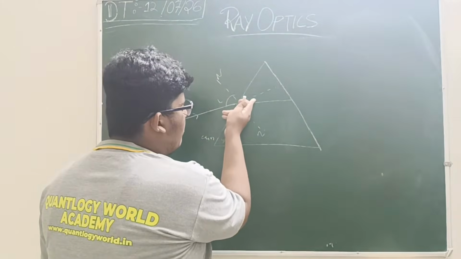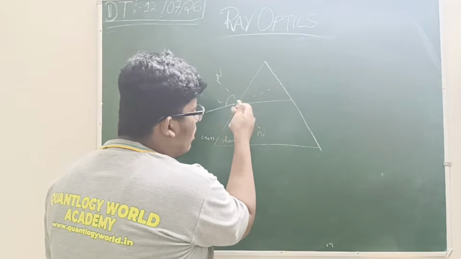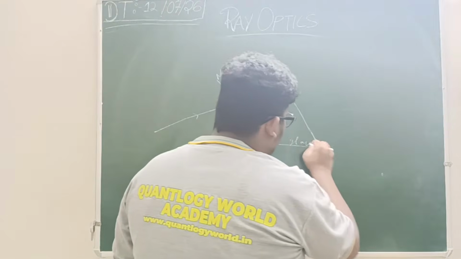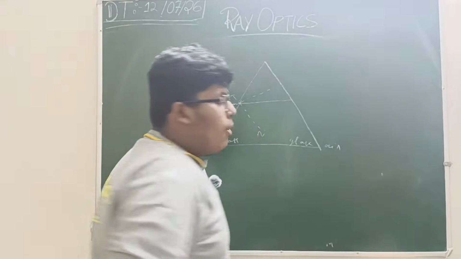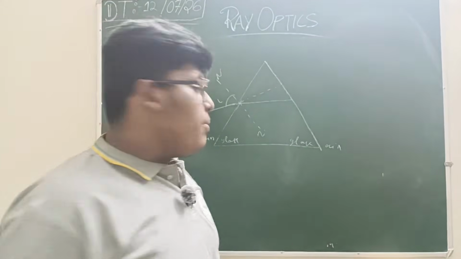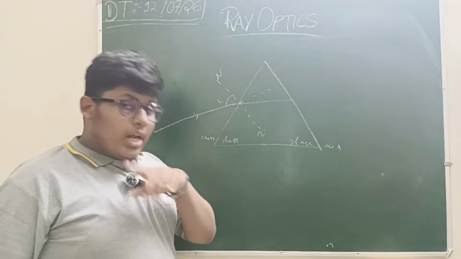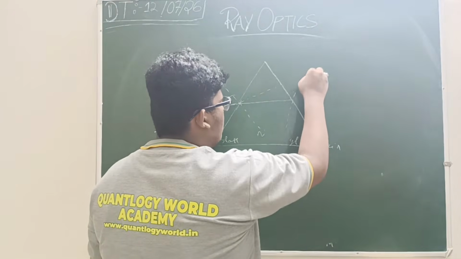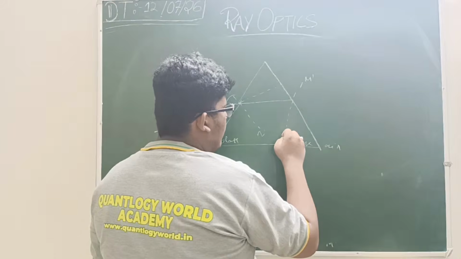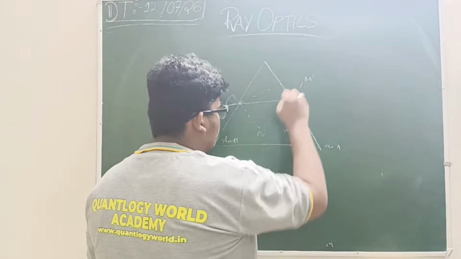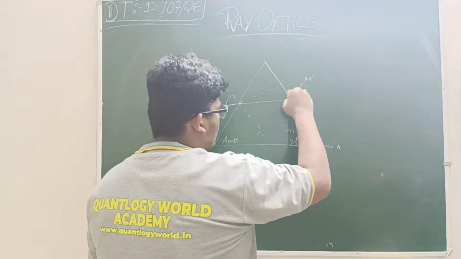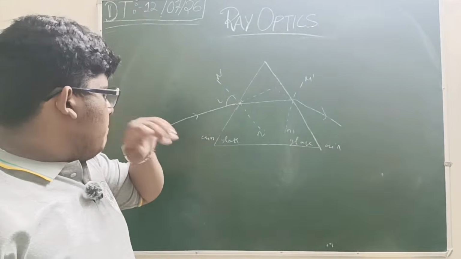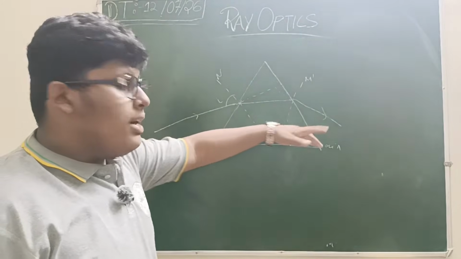So here light ray had bended towards the normal, and in the second refraction, the refraction will be from glass medium to air medium, that is from optically denser medium to optically rarer medium. Then the light will bend away from normal. Another normal, that is M and M dash. This is the emergent ray, or we can say in this way the light has refracted again.